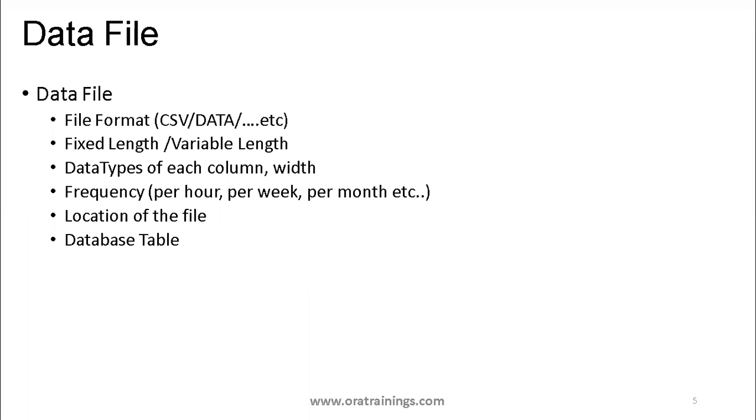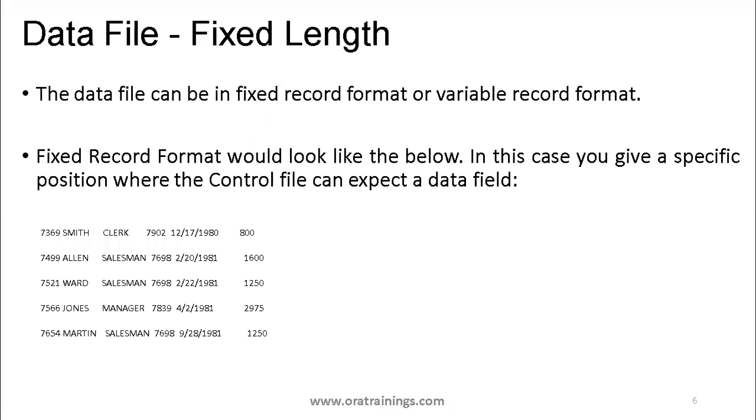And what is the periodicity, what is the frequency with which you will be receiving a source file? Let us say it is every minute or every hour or every week, every month, bi-weekly or yearly. This information should be provided by the source system so that you can design your batch job appropriately. Also, in which particular location your data file will be, and into which table you want to load the data. So all this high level information you need to have before you design the control file.